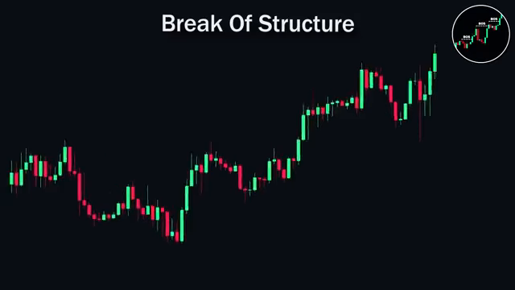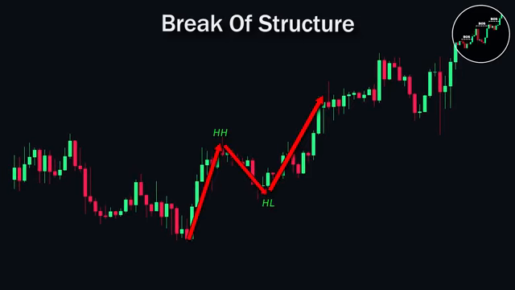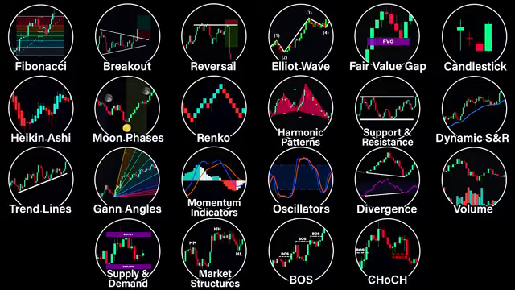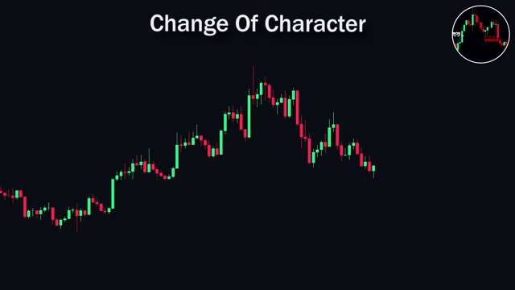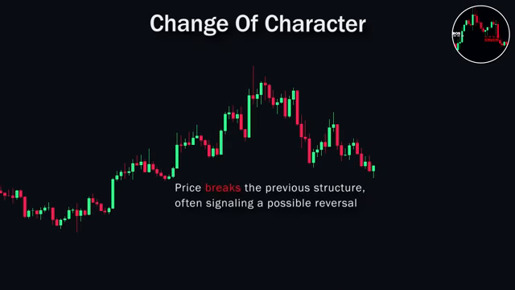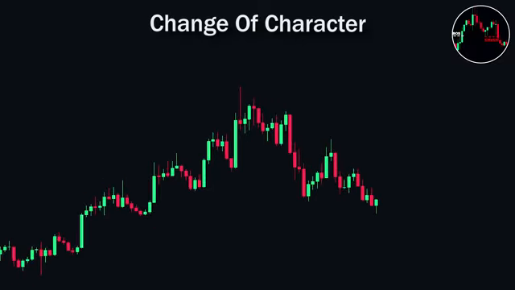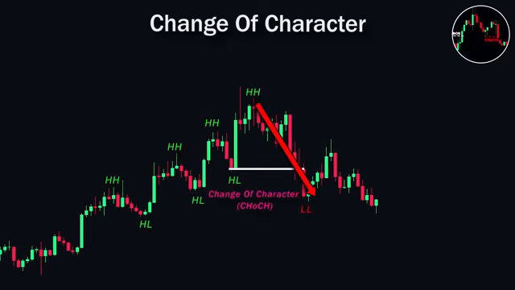For example, if the price forms higher highs and higher lows, this break of the previous highs is called break of structure. Change of character. It occurs when price breaks the previous structure during a trend, often signaling a reversal from that current trend. For example, if the price is forming higher highs and higher lows, then it breaks the previous lows forming lower lows, this is called a change of character.